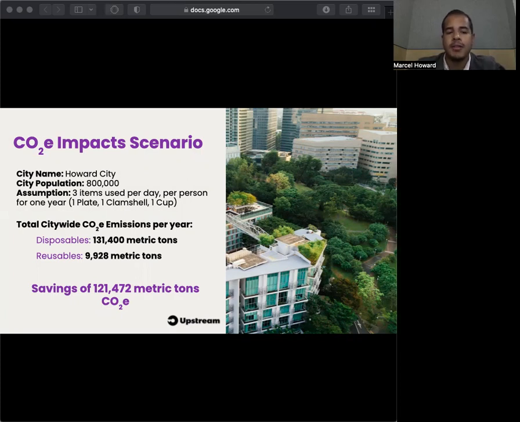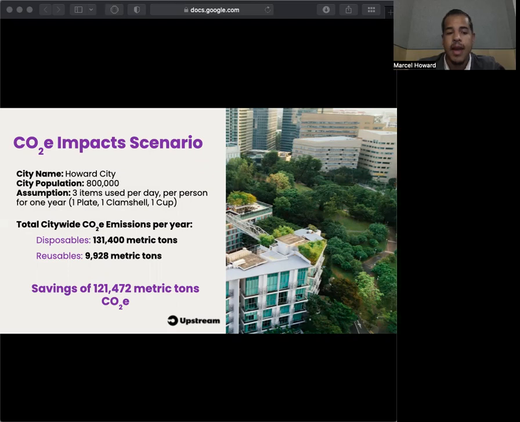Using a conservative estimate, we are assuming that on average, each person uses one PLA plate, one sugarcane clamshell, and one paper cup with PE liner and paper sleeve a day for 1 year. And this scenario would equate to about 131,400 metric tons of CO2 per year if everyone used these 3 items per day.